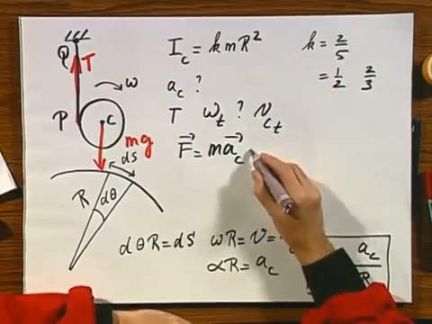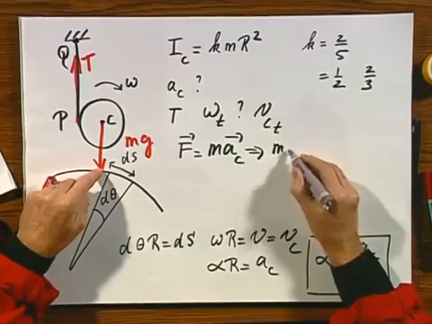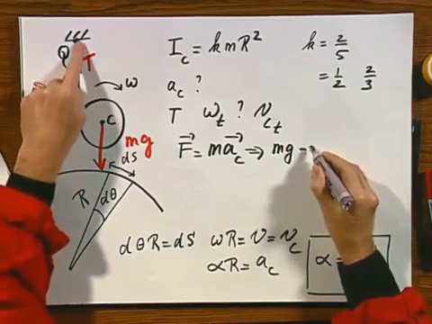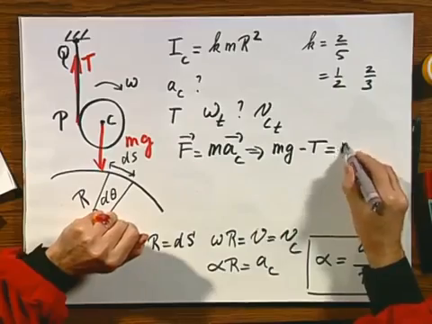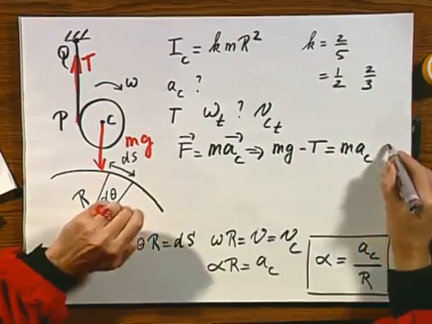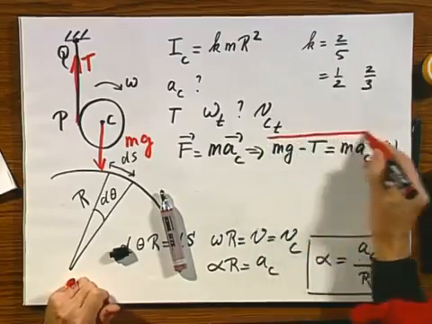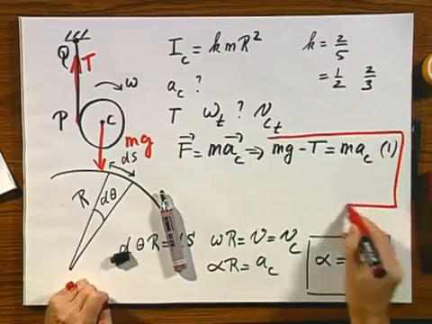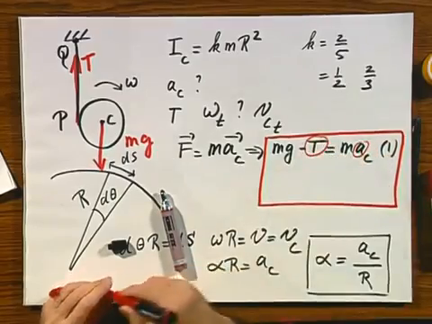Acceleration of the center of mass. So what do we see if we take mg positive down? Mg minus T, which is up, must be m times a_C. That is my first equation, and I have two unknowns. I have T and I have a as unknown.